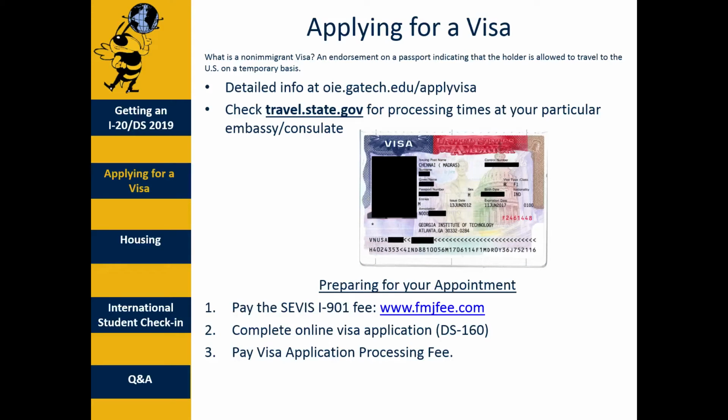To prepare for your appointment, you first need to pay the SEVIS I-901 fee. On the website, you can click on that and get a direct link to information about the fee. Complete the online visa application, which is called the DS-160 form, and make sure you pay the visa application processing fee.